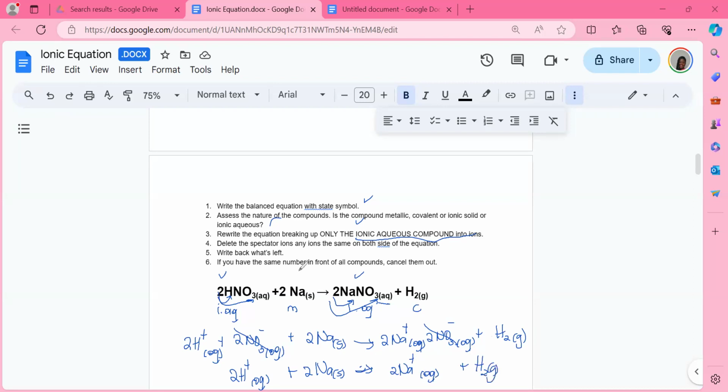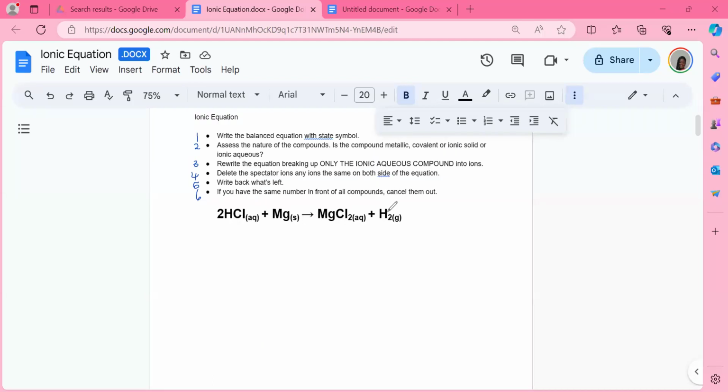Then the last rule says if you have the same number in front of all the compounds or ions, cancel them out. I'm seeing 2 H plus ions and 2 sodium ions, and I'm not seeing a 2 in front of hydrogen, so I cannot cancel it. So my ionic equation is this: 2 H plus ions aqueous plus 2 sodium metal produces 2 sodium ions plus hydrogen gas. So I'll give you a minute to take that down.